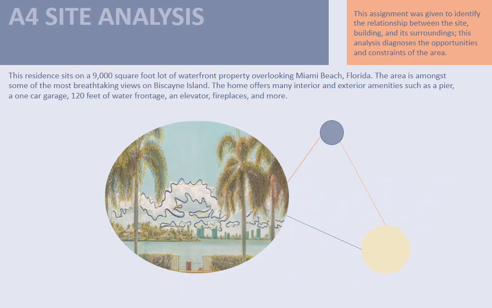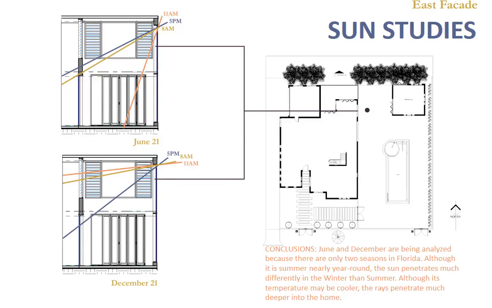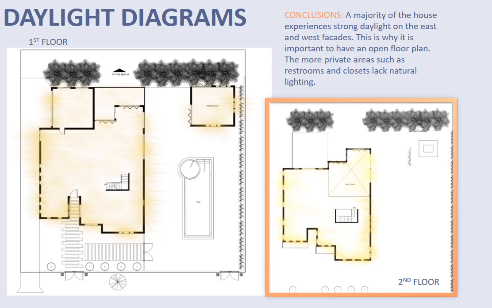Next, we analyzed the site to understand the opportunities and constraints of the area. The most important piece of data gained from the site analysis is the daylight diagrams because it explains why it's so important to have an open floor plan, and it shows where we are going to need more light in the home.